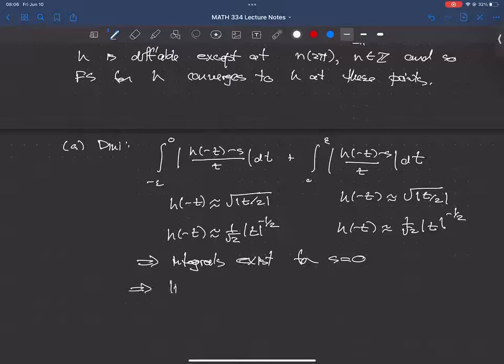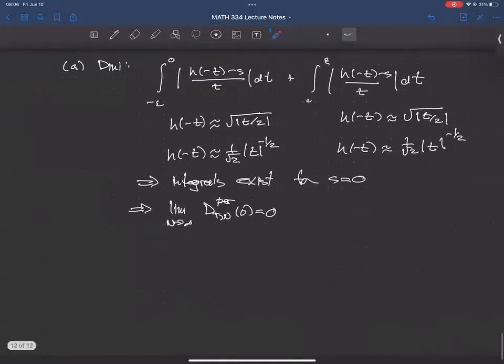And I get that the limit as n goes to infinity of the Dirichlet kernel is equal to 0. Because again, if you take s equals 0 in each of these cases, you're just looking at this thing, and I've sort of spelled out here that these things go like 1 over root t, and 1 over root t is integrable around 0. Okay, good.